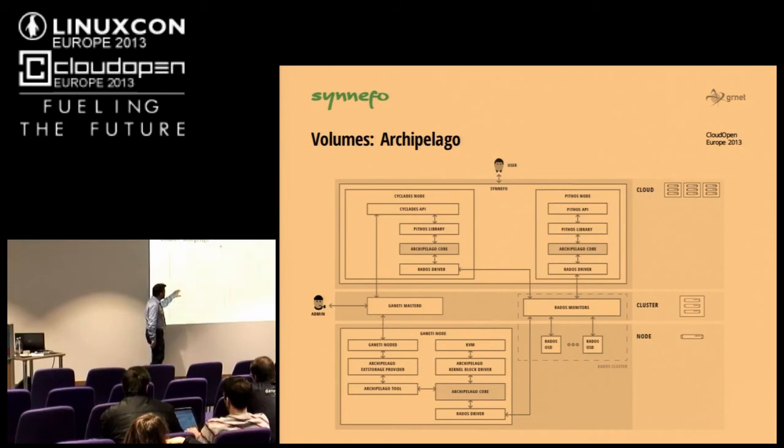So this is a more technical view of the whole thing. This is the compute part of the cloud. This is the storage part. This is the Rados cluster, the monitors, and the Rados storage nodes. The VMs and the actual file contents, they are both stored as objects on Rados. And the users can upload their image, have it become objects on Rados, and then we thinly create the volumes that the VMs use.